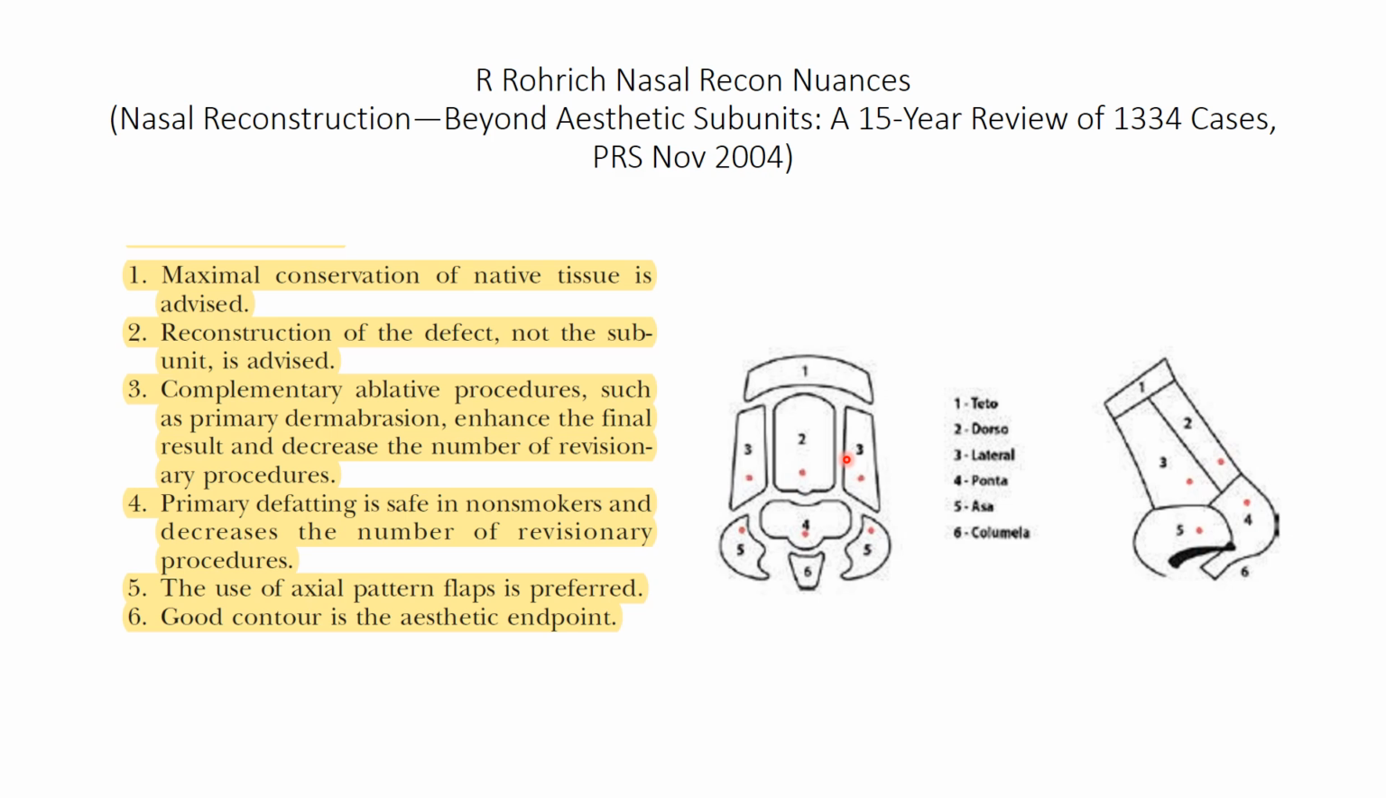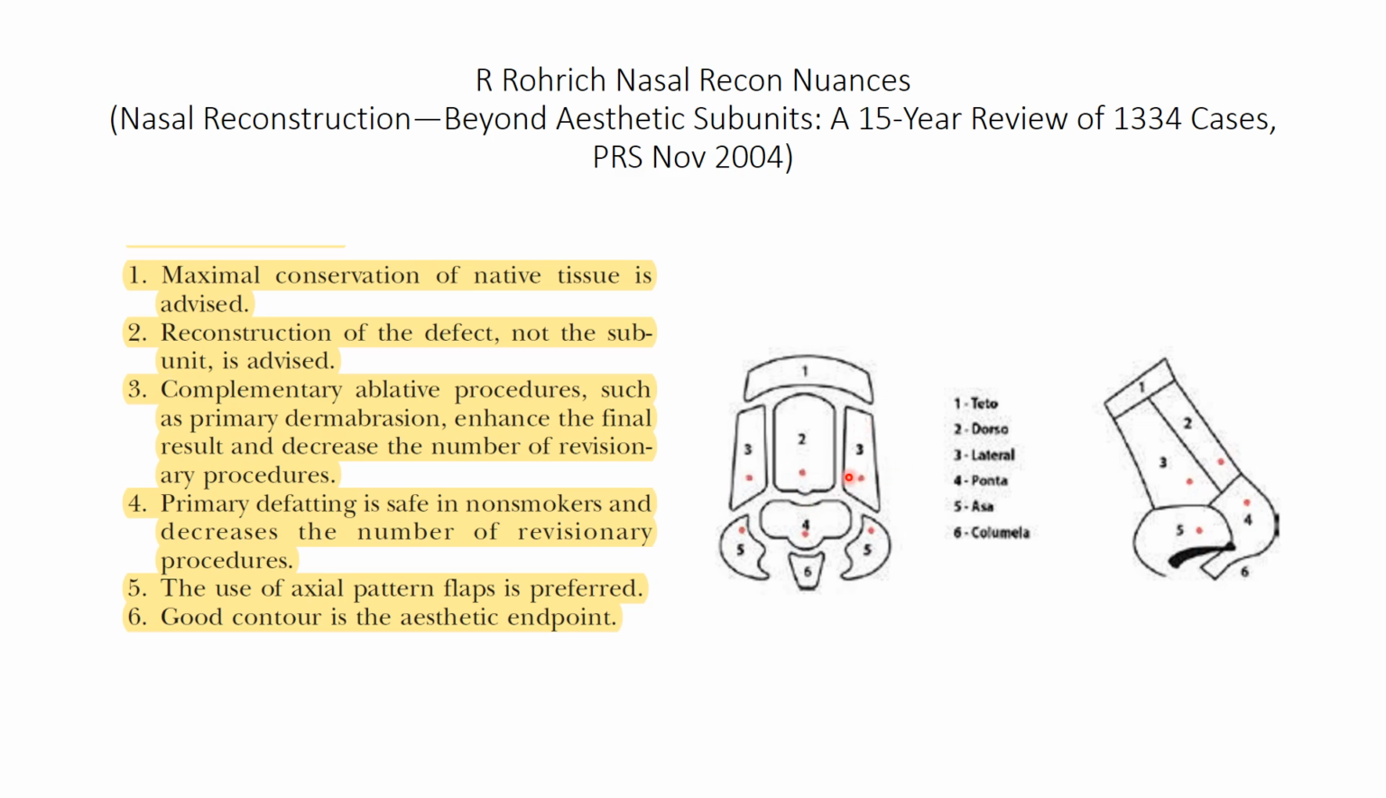And we prefer the use of an actual pattern flap. For instance, we use the forehead, which is tailored by our unit, modified so that there is no need of a skin graft on the forehead. So that's the tailored flap that we designed here.